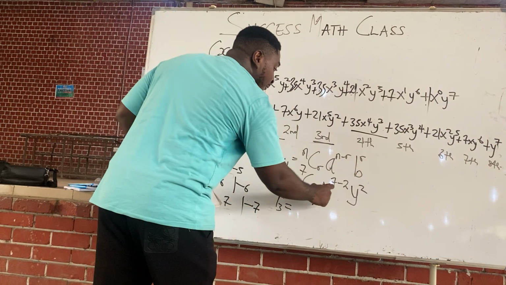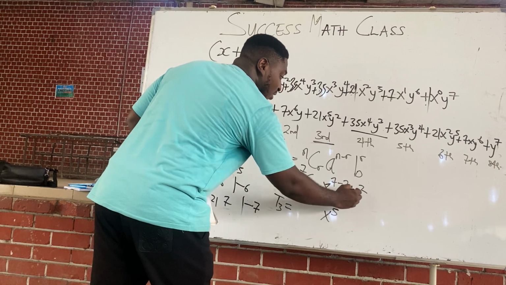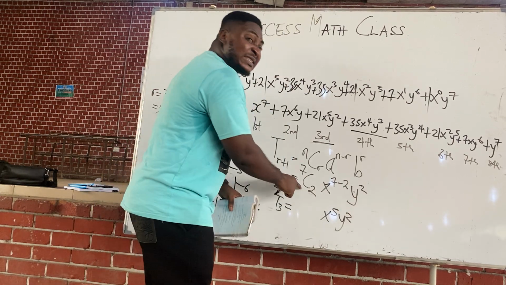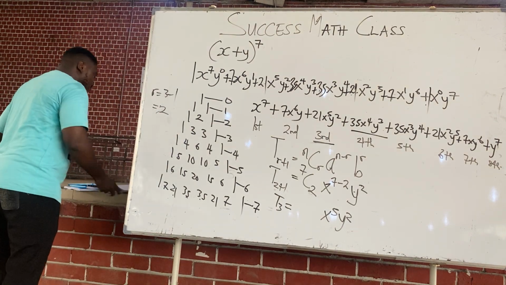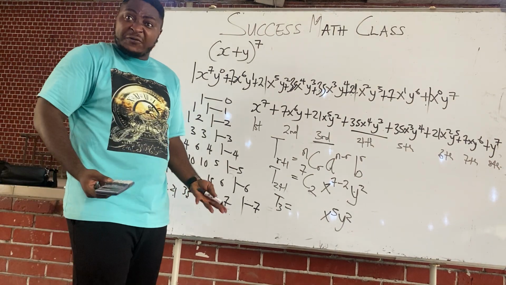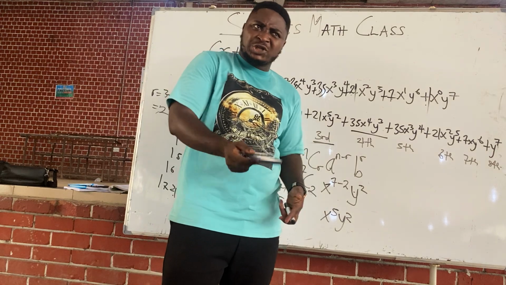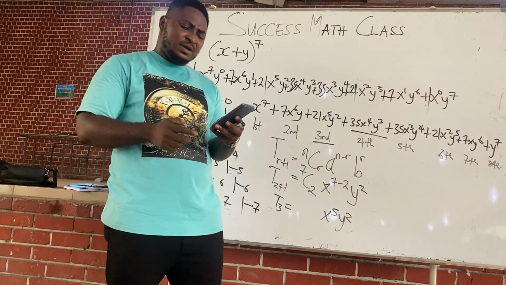We already know that x to power 7 minus 2 is x raised to power 5, and y squared, right? The only thing you're looking for is 7 combination 2. Open your calculator quickly. Bring out your calculator. See how shortcut can be sweet because you know the foundation, right? It's now sweet to apply the shortcut.